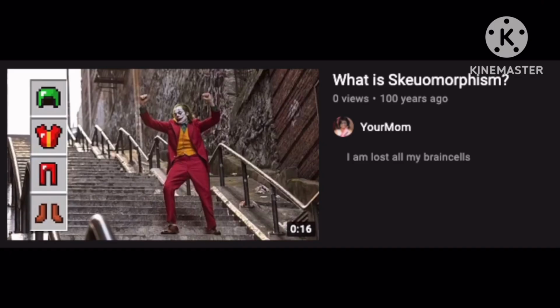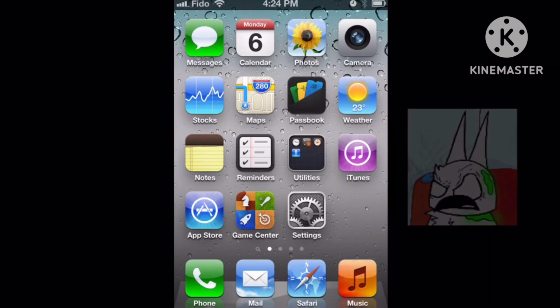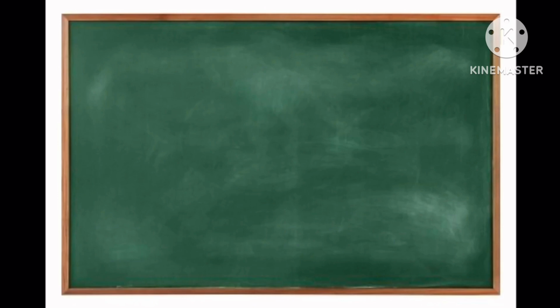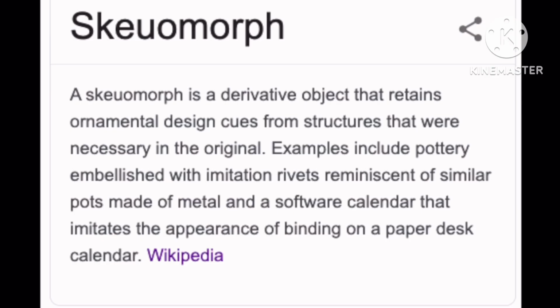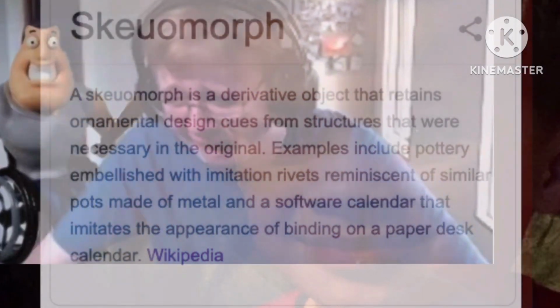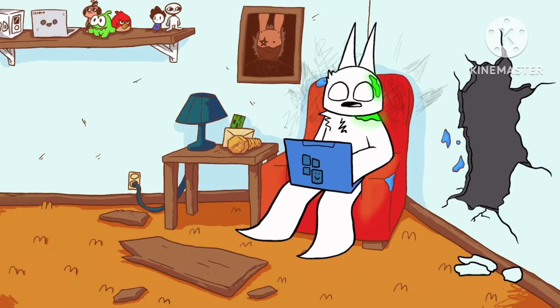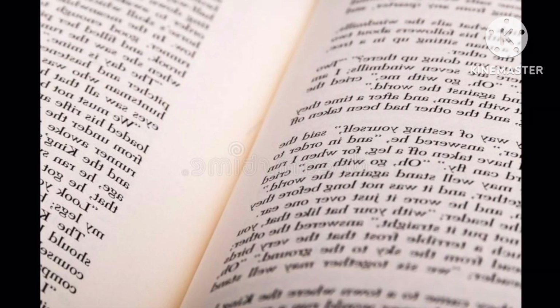Skeuomorphism. What is skeuomorphism? Why does this word have so much to do with these bubble icons? Well, they don't. And why does Apple hate them like I hate the sound of nails on a chalkboard? Well, the definition of skeuomorphism, according to Wikipedia, is as follows. A skeuomorph is a derivative object that retains ornamental design cues from structures that were necessary in the original. Basically, it's an idea or design that's from the previous version of that idea or design. Are you getting this? Is this making any sense? Or is it just starting to seem like one of those 1800 science books?